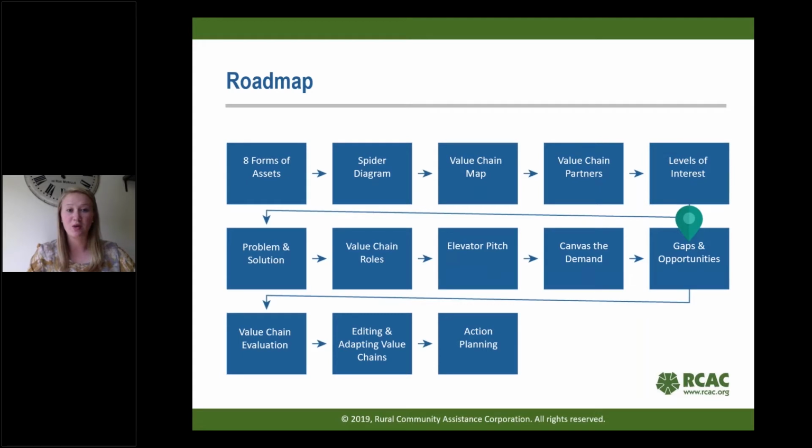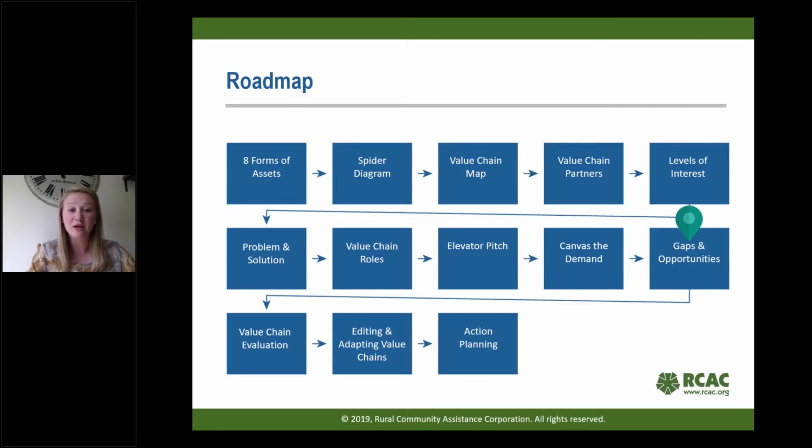During Module 1, we discussed the 8 forms of assets or resources that exist in every community, and we used the spider diagram to evaluate the strength or weakness of each type of asset in your community. During Module 2, we introduced value chains and discussed how these differ from traditional supply chains. We also looked at 3 types of value chain partners and the levels of interest and how each is needed to construct and implement a value chain.